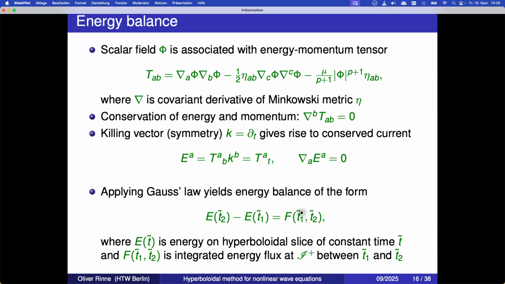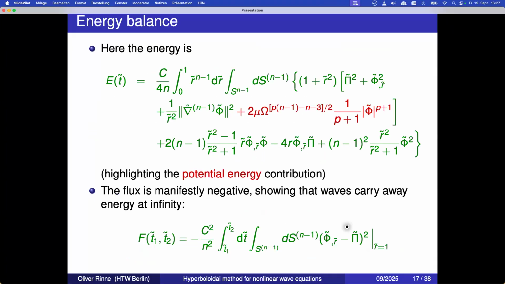So I take this flux between these two times, t1 tilde and t2 tilde, and I integrate it between these two times along t tilde. And then I end up with this energy balance, which has this form. Now I'm going to show you the actual expressions which come out of this analysis, which is a little bit lengthy. So the energy takes this form.